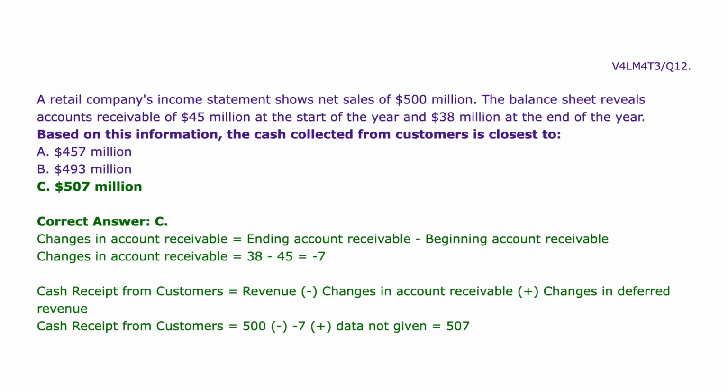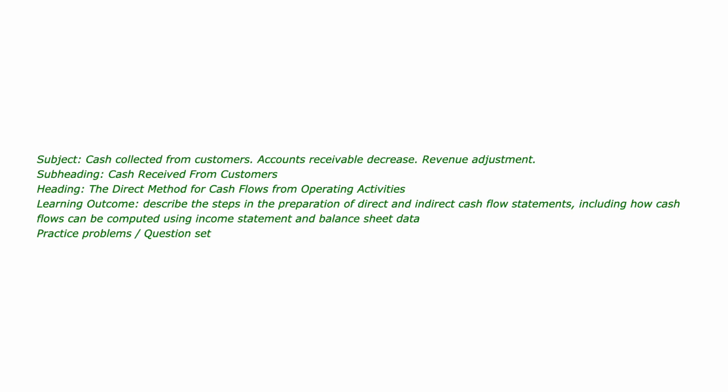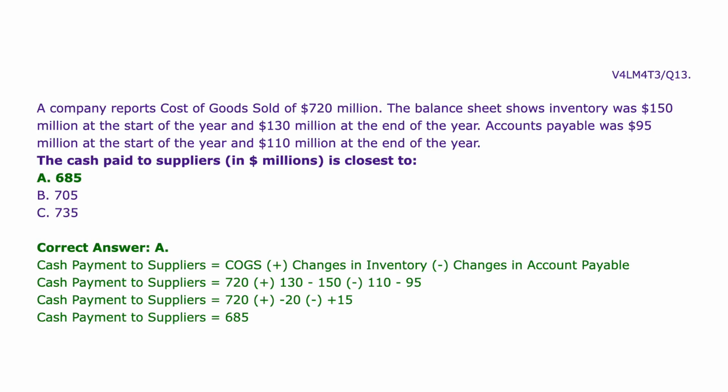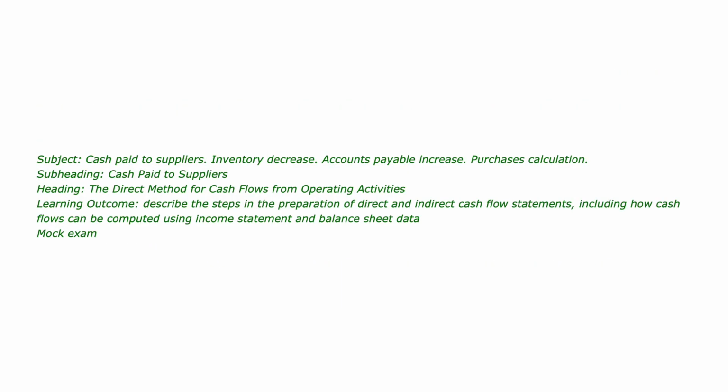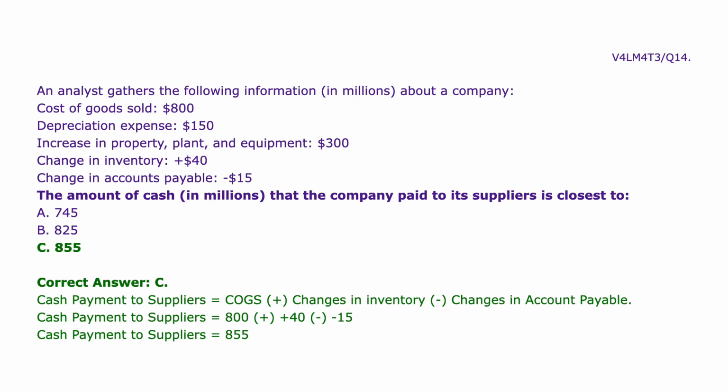Cash receipt from customers equals revenue minus changes in accounts receivable plus changes in deferred revenue. Cash payment to suppliers equals COGS plus changes in inventory minus changes in accounts payable.